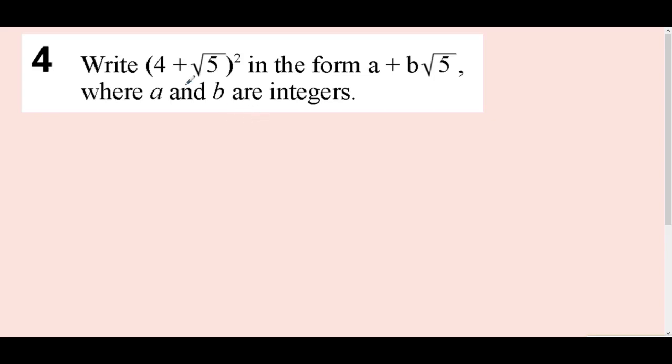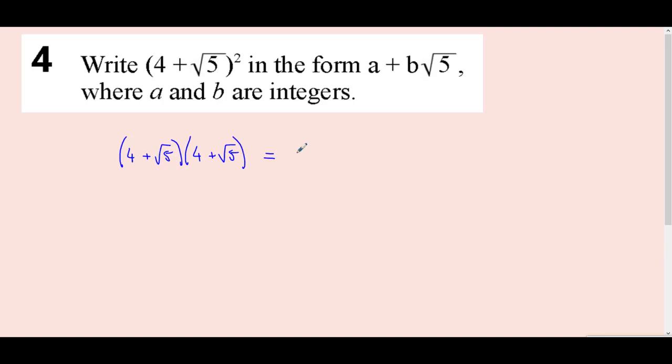Question 4, we've got the surds, where we're asked to expand a surd expression and give it in the form a plus b root 5, where a and b are integers. The trick to this is the remembrance that when it's squared, we've got the two pairs of binomials. So we've got 4 plus root 5 multiplied by 4 plus root 5.